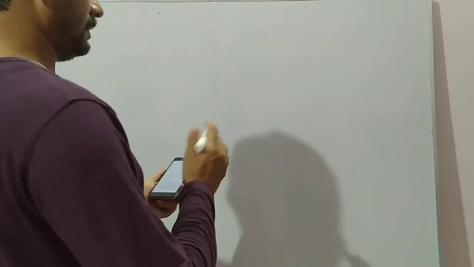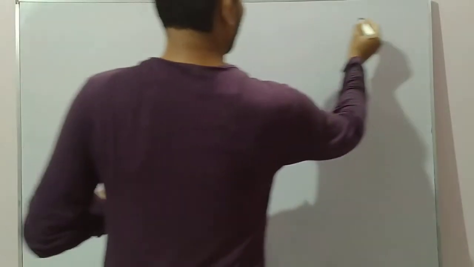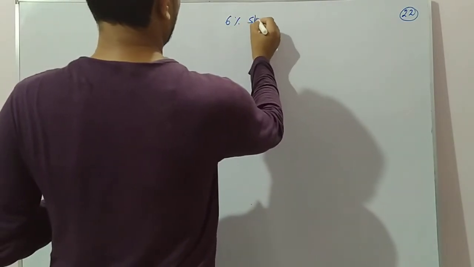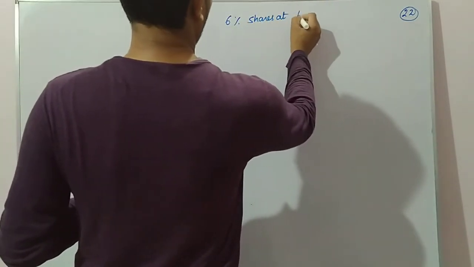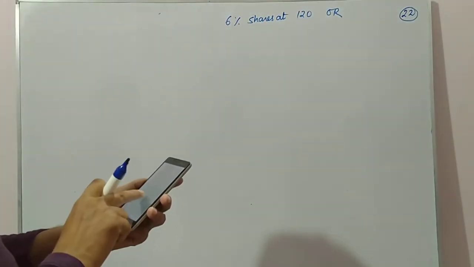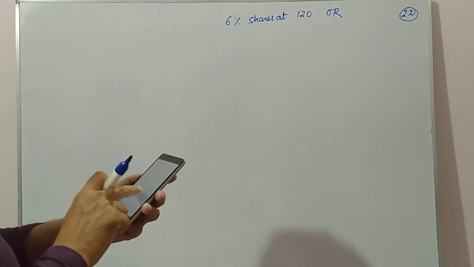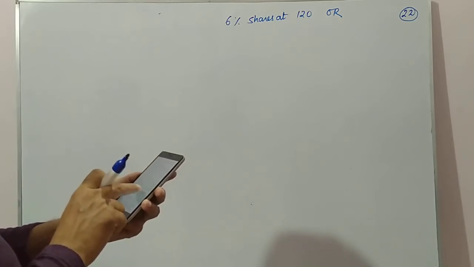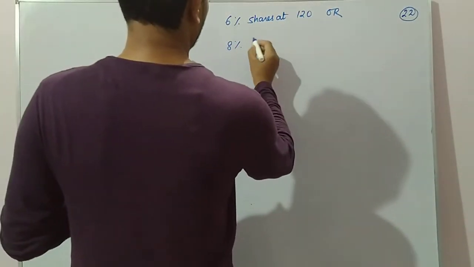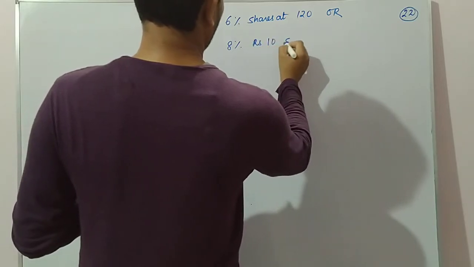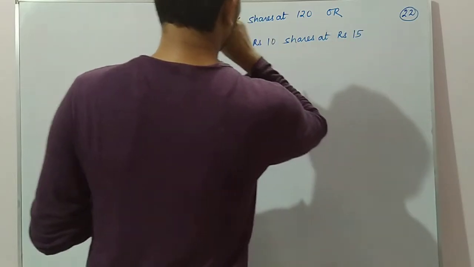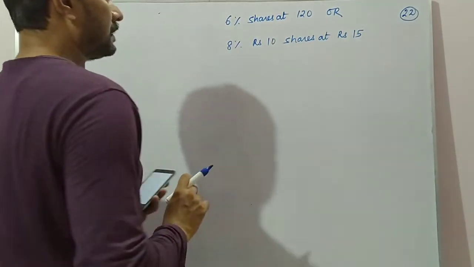6% shares at 120, or 8% rupees 10 shares at rupees 15. Question number 22. 6% shares at 120, or 8% rupees 10 shares at rupees 15. Now see here, first case 6% shares at 120.